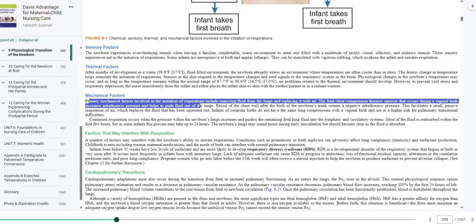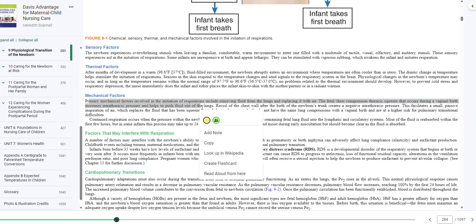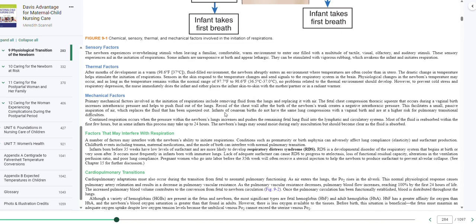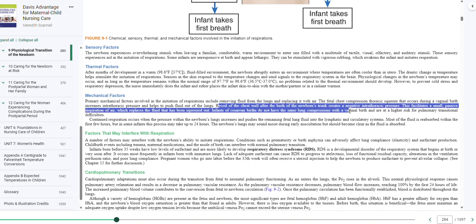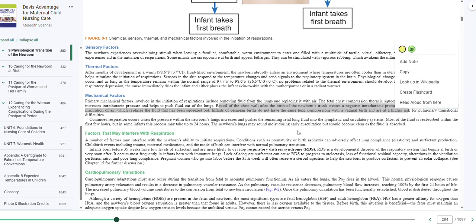The chest compression, or that thoracic squeeze that occurs during vaginal birth, also increases the intrathoracic pressure. The recoil of the chest wall after birth creates a negative intrathoracic pressure. This facilitates a small passive inspiration of air, which replaces the fluid that has been squeezed out.